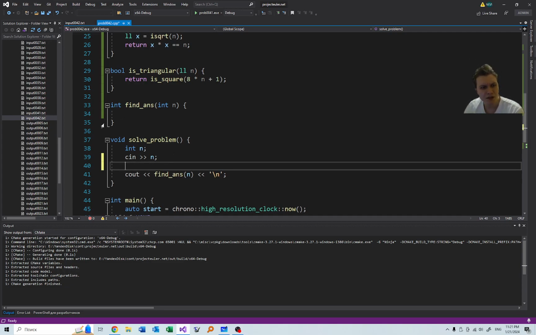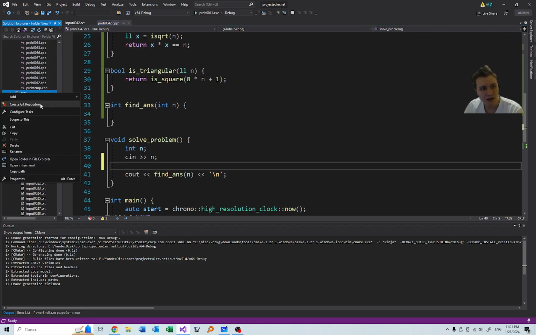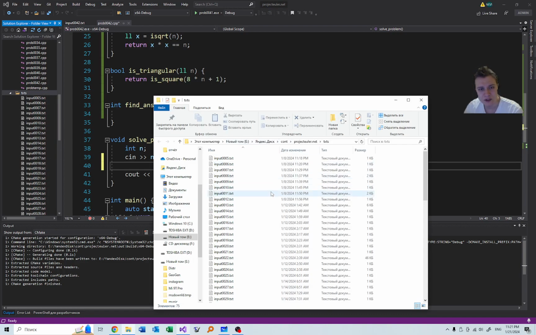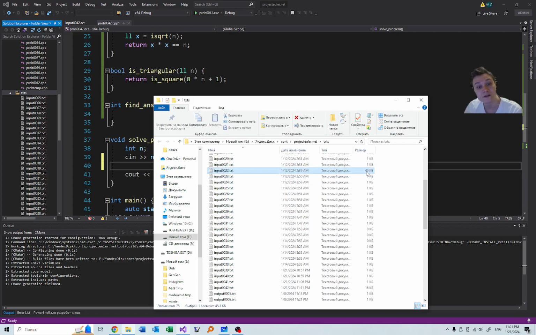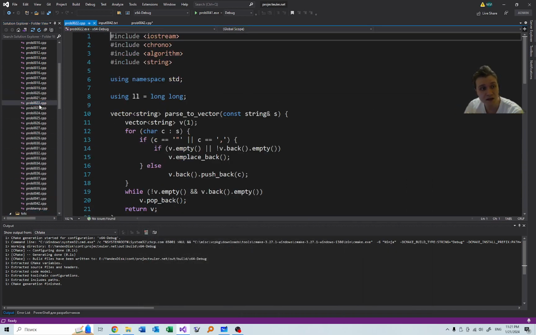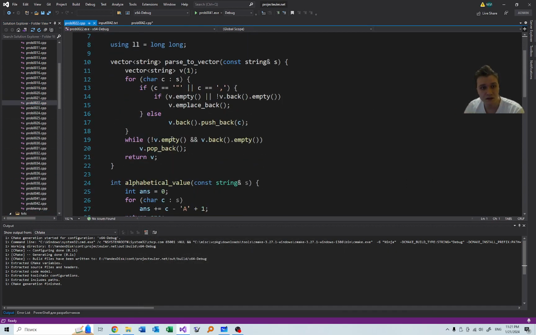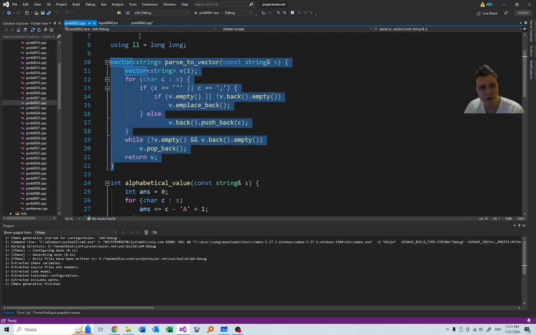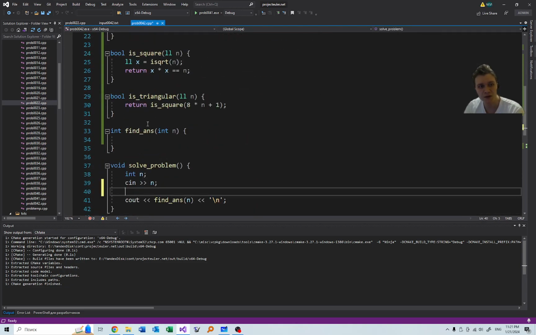Actually, I have already done it. I don't remember. Okay, it's actually easier. Let's find the previous problem with a dictionary, and we can see that it's here because of the size of this file. So we need the 22nd file, and yes, there was this function parse to vector, which we will copy.